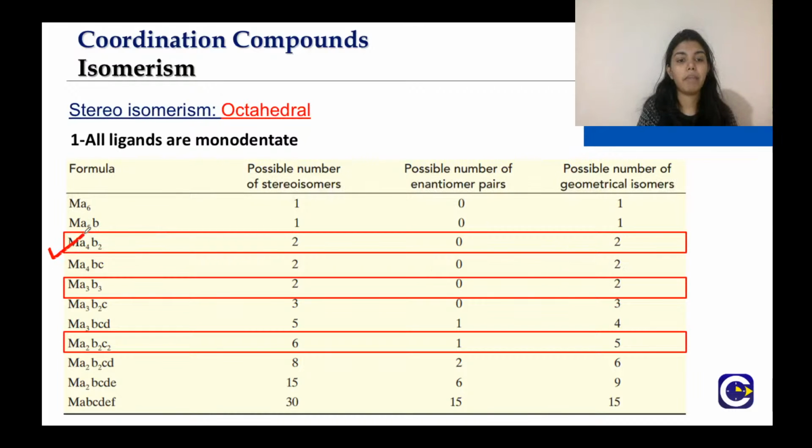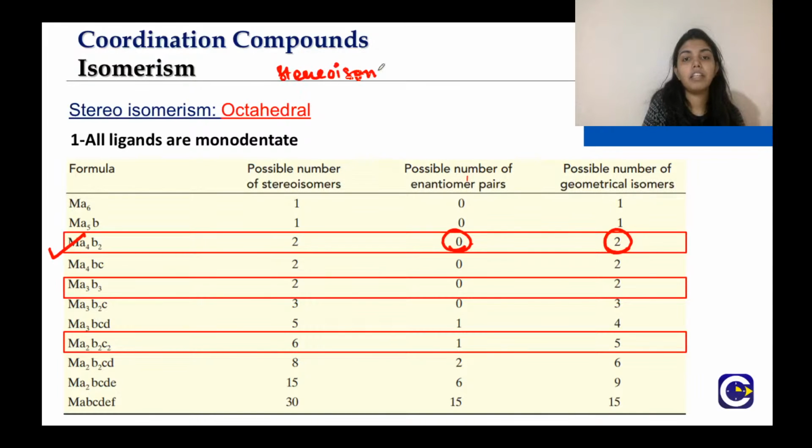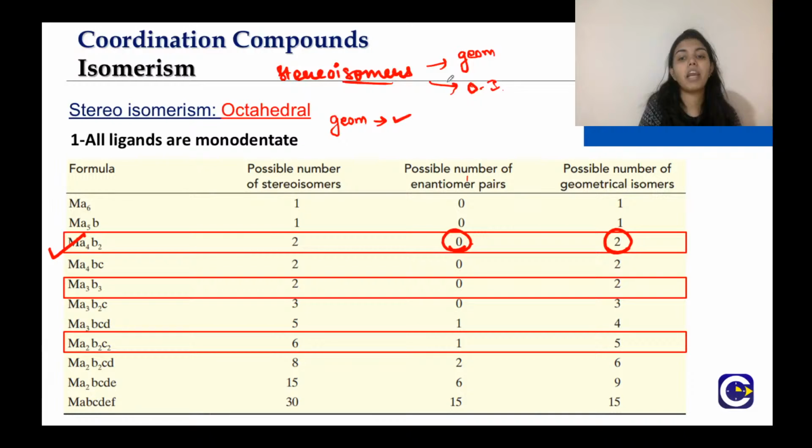For example, Ma4B2, it is optically inactive, right? Number of possible geometrical isomers are 2. See here, if in the question it is asked to define the number of stereoisomers, then you have to include geometrical isomers also and optical isomers also. If it is specifically asking you to determine the number of geometrical isomers, then only consider geometrical isomers, do not include optical isomers in it.